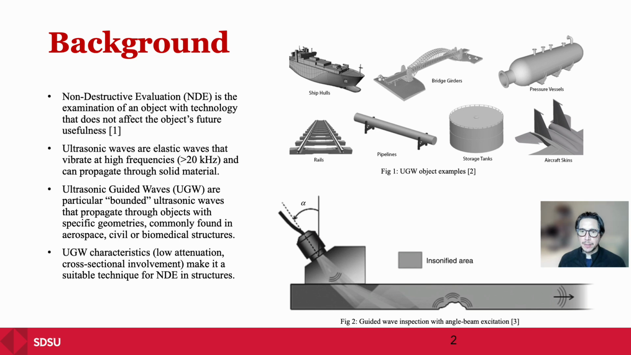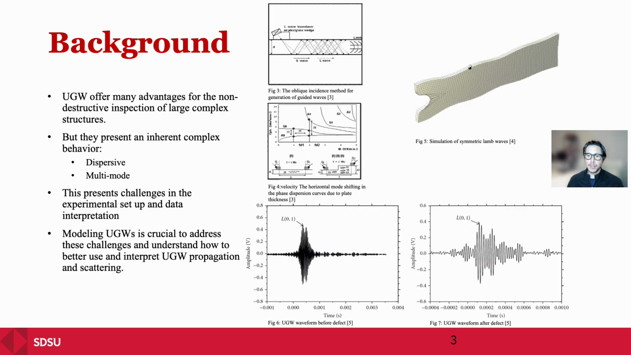In Figure 1 we can see an example of such waveguide structures, such as the hull of a ship or an aircraft's fuselage and wings, that can be inspected with ultrasonic guided waves to determine there are no damages. In Figure 2 we see an example of ultrasonic guided wave testing for defect detection in a structure. Ultrasonic guided waves offer many advantages such as long range and entire cross-sectional inspection.